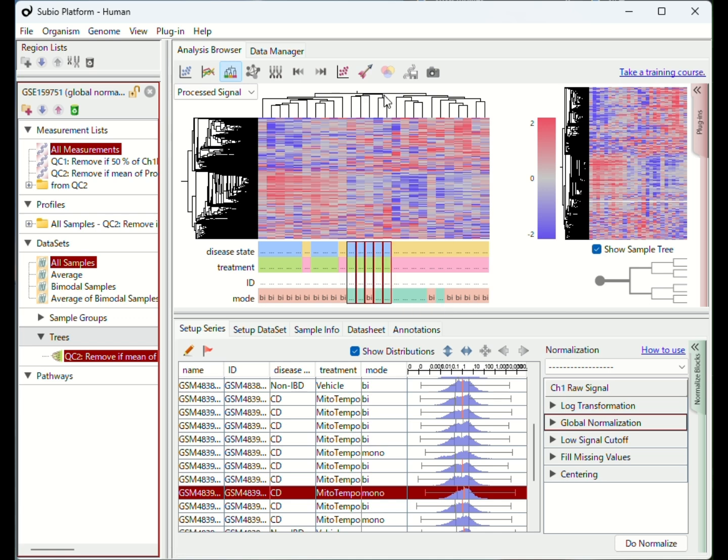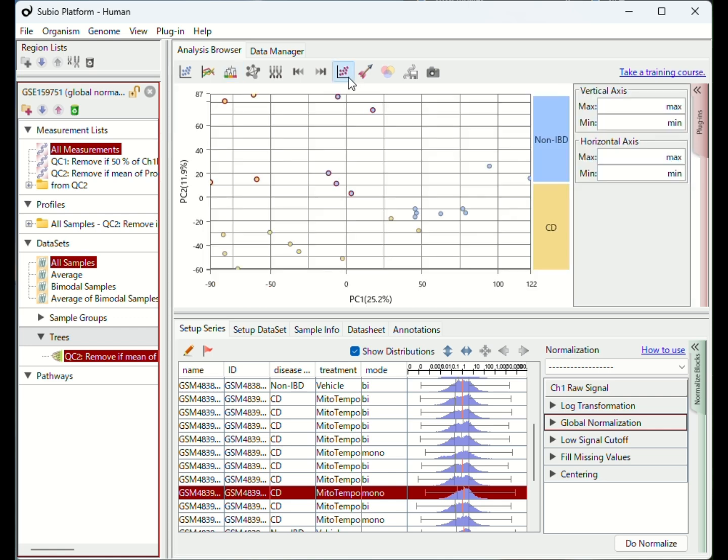You can select the monomodal subclusters from the CD and control groups and view them on the PCA chart. The first principal component captures the difference between the control, right, and the CD, left. On the other hand, the likely technical bias forms the second principal component.